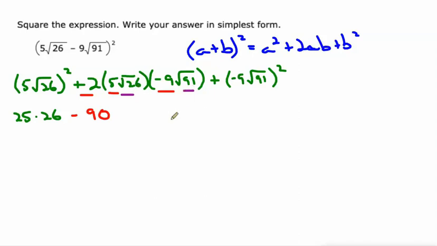Is 91 divisible by 13? It might be. Yeah, so we're going to write that like this. 2 times 13, that's 26, times 7 times 13, that's 91. And the reason I notice that is because the square root of 13 times 13 is 13. We'll get to that in a second. All right, and then this last term, we've got negative 9 squared, which is 81, and square root of 91 squared, which is 91. All right, 25 times 26 is 650.